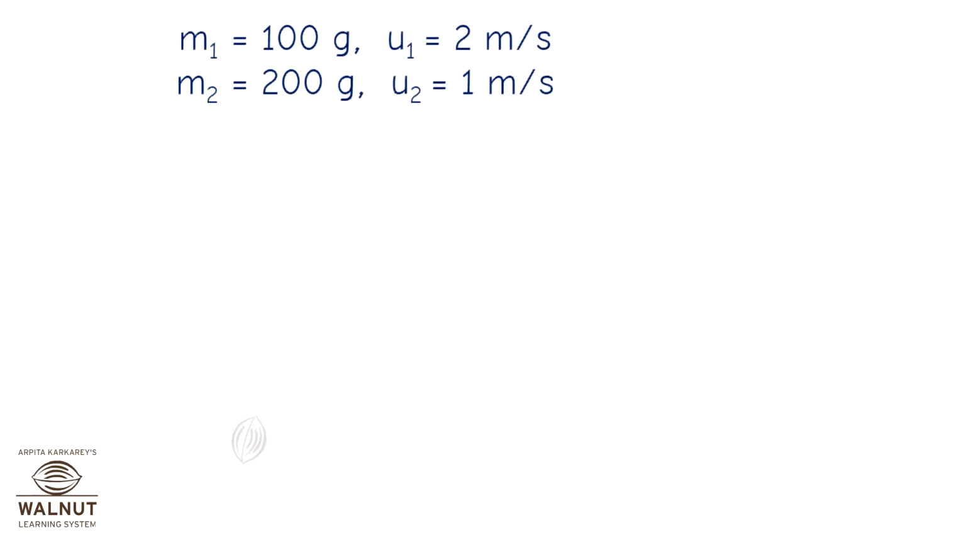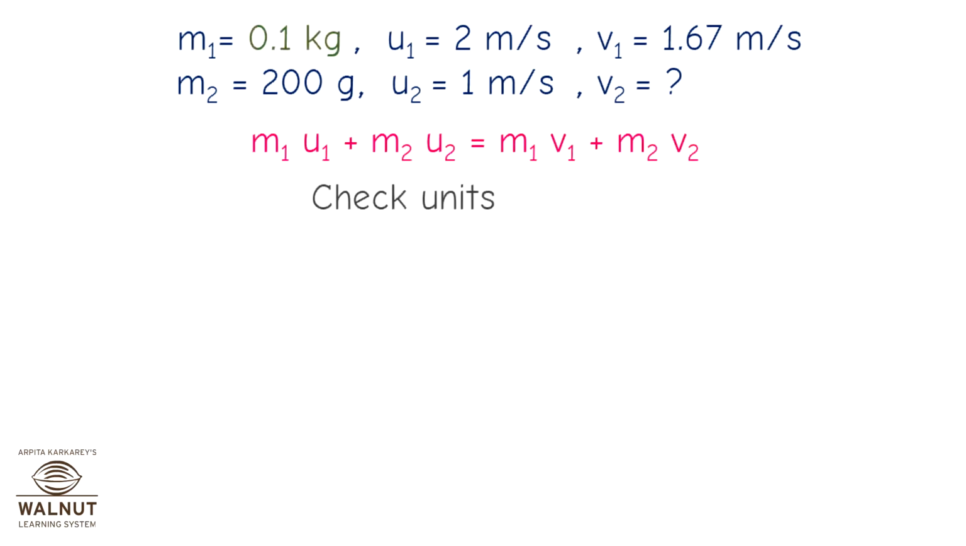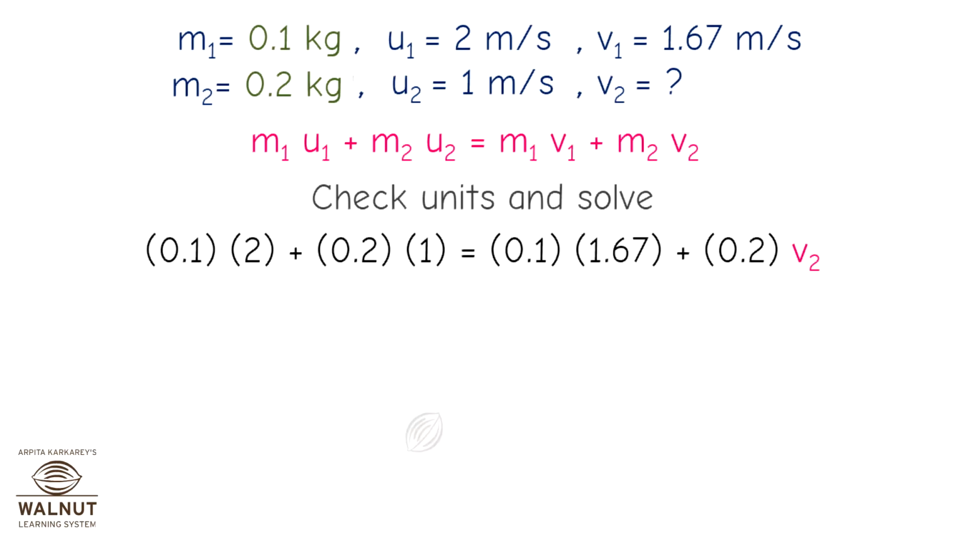m1 is equal to 100 grams, m2 is equal to 200 grams, u1 is equal to 2 meters per second, u2 is equal to 1 meter per second, v1 is equal to 1.6 meters per second. We have to find v2. Check the units and solve. Therefore, we get 0.1 into 2 plus 0.2 into 1 is equal to 0.1 into 1.67 plus 0.2 into v2.